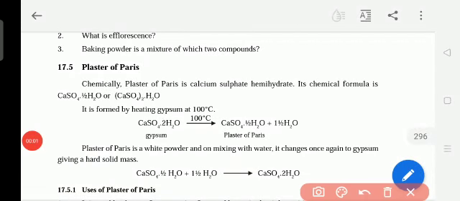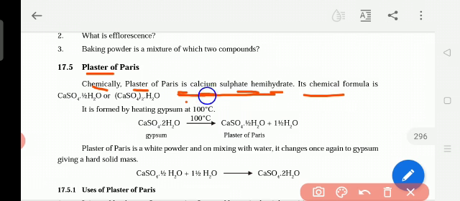Okay, so here we study about the plaster of Paris. Chemically, plaster of Paris is calcium sulfate hemihydrate. So, what is another name for the plaster of Paris? Calcium sulfate hemihydrate. What is its chemical formula? Calcium sulfate means CaSO4. Calcium sulfate hemihydrate. Hemi means half H2O.